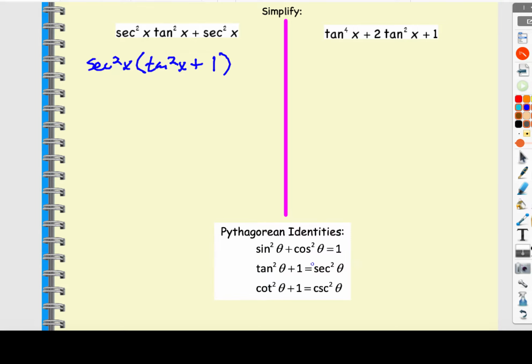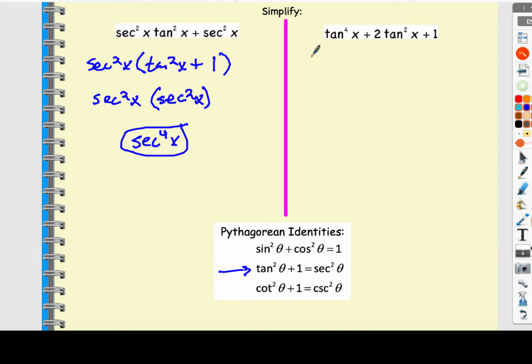But knowing that, I'm familiar with my Pythagorean identities again. Tangent squared of an angle plus 1 is really equal to the secant squared of that angle. And again, I've already got secant squared. And secant squared times secant squared would really be secant to the 4th of x. Again, a single trig statement, even to a power, I don't think we're going to get much more simple than that. There aren't any parentheses to get rid of, no more like terms to combine. I think we're in pretty good shape there.